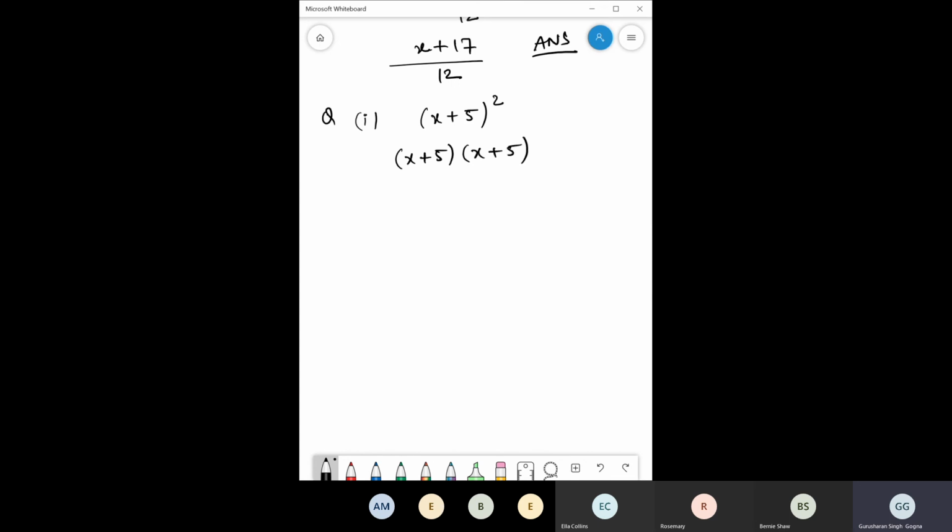Square means you multiply the number by itself. So it's the same way how you multiply two brackets. So x plus 5, these are the terms of the first bracket, and you need to multiply by the second bracket. Obviously the second bracket is same as the first one, but follow the same process. x square plus 5x plus 5x plus 5 by 5 is 25. So final answer is x square plus 10x plus 25. Okay, that's the first part of the question.